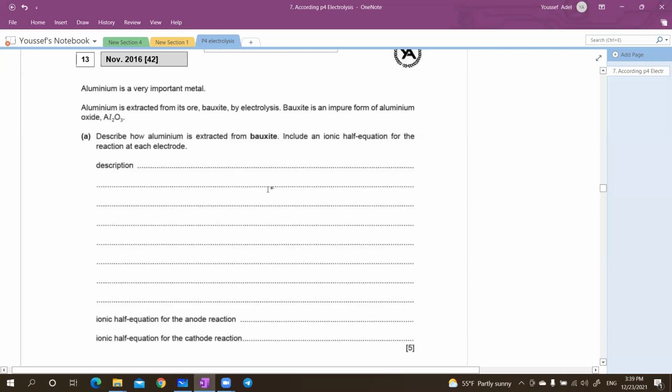In this question, we have to write all the details about the extraction of aluminum and the ionic half equation at each electrode. Firstly, the ore of aluminum oxide, as we said before, is bauxite, which contains impure aluminum oxide. So this bauxite should be dissolved in molten cryolite to lower its melting point from 2000 to 900, and to make it a better electrical conductor. Then the molten aluminum will be formed at the bottom of the container.